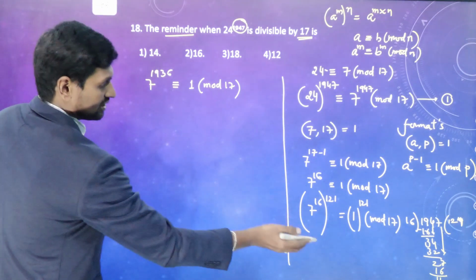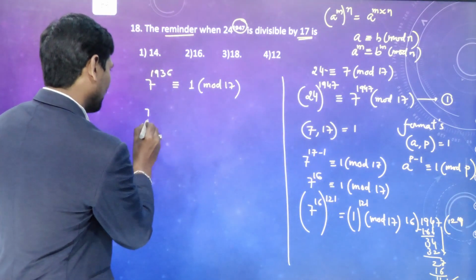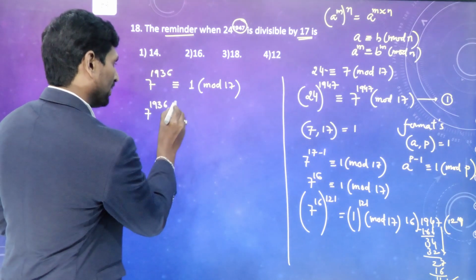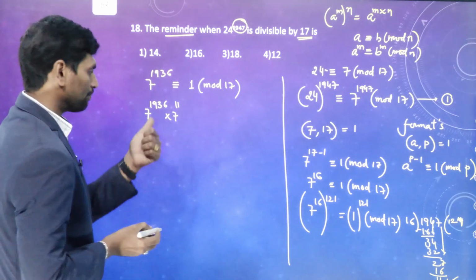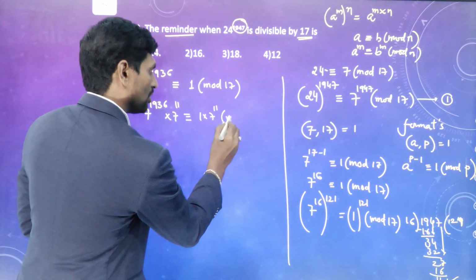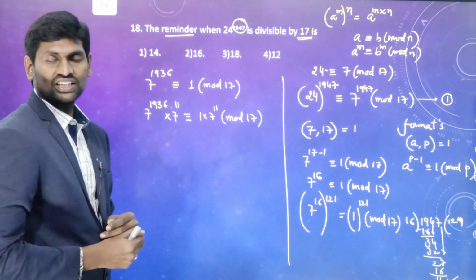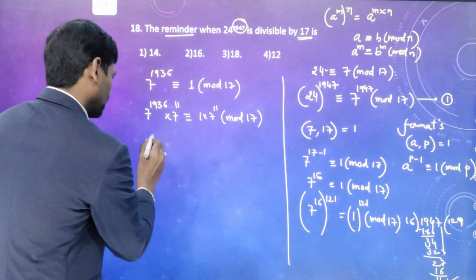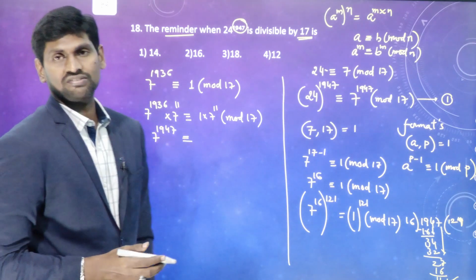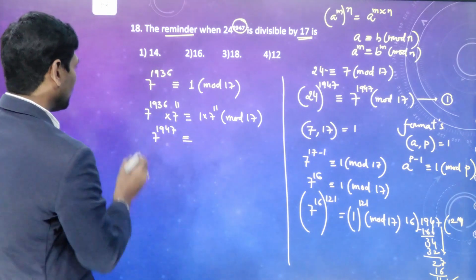Still, how much do we want? 11 we want. That means 7 power 1936 into how many 7s do we want? 11 7s. 7 power 1947 is congruent to 1 into 7 power 11 modulus of 17. Both sides I am multiplying with the same integer. So it will be 7 power 1947. But here 7 power 11 is also a very huge number. Let us check.